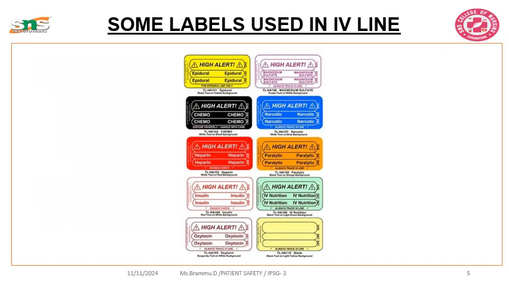Here I have given certain examples of how a label is used on an IV line, especially when the patient is receiving high alert drugs. The yellow color indicates a patient on epidural infusion, and the black sticker indicates the patient is receiving chemotherapy drugs. The red sticker indicates the patient is on heparin, and white with red indicates the patient is receiving insulin.